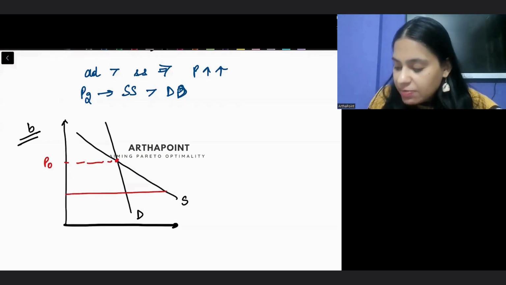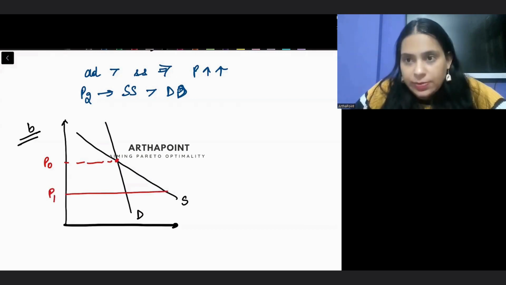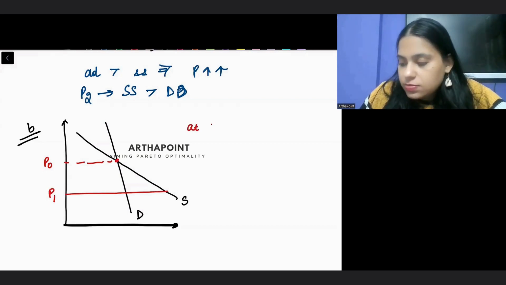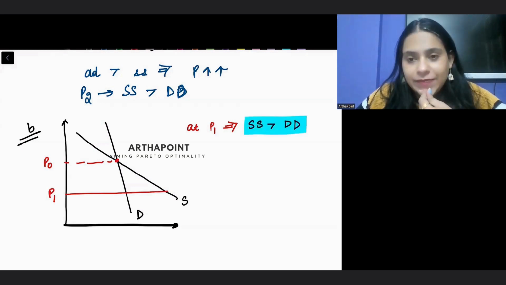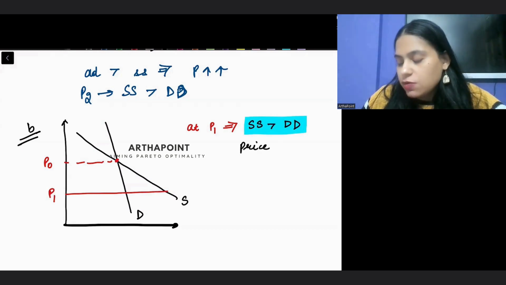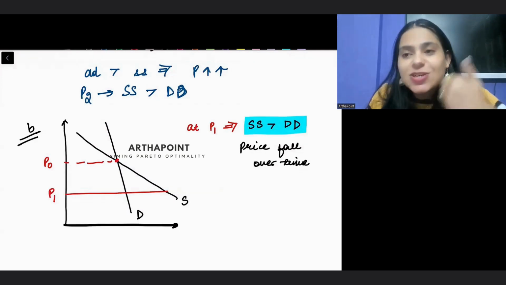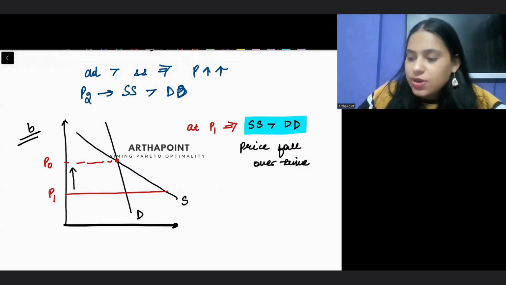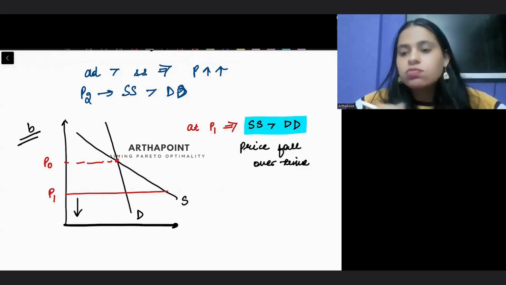And I take any price which is lower. So I take a price P1, right? What happens at P1, beta? At P1, supply is more than demand. When supply is more than demand, what will happen? Price will fall over time. So instead of increasing and going towards equilibrium, it will deviate from equilibrium and go down. It will go even below.